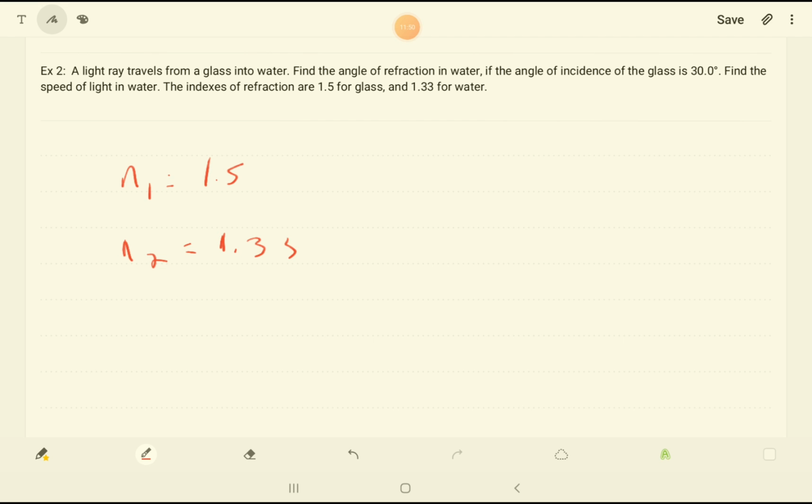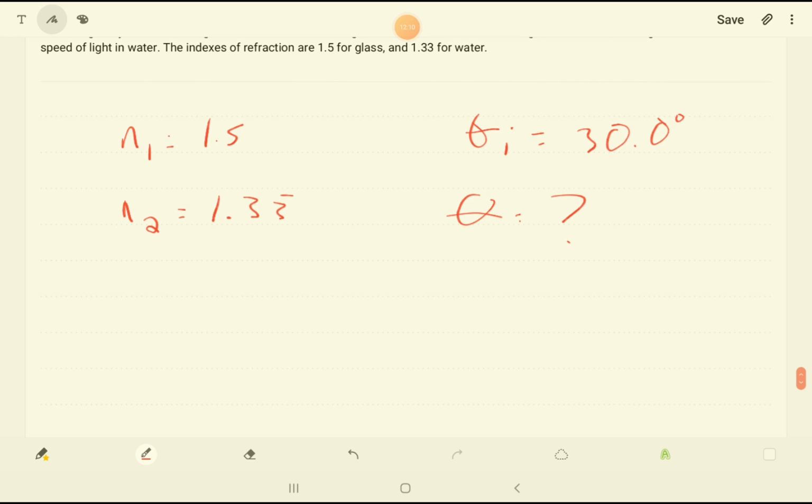Let me just make that a little bit neater here. Sorry, guys. The angle of incidence in the glass is going to be our theta I, which is given to us as 30.0 degrees. And of course the refracted angle, well, that's what we don't know.